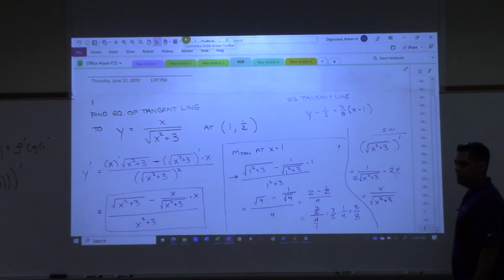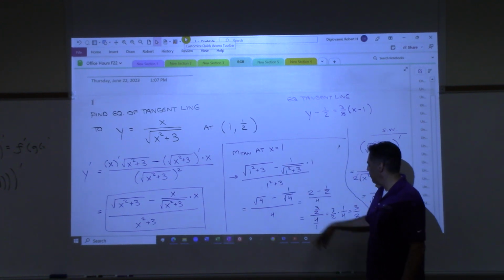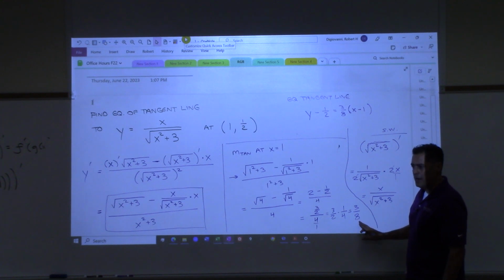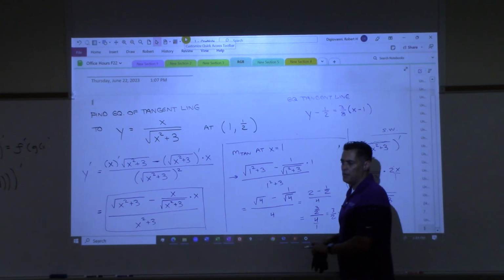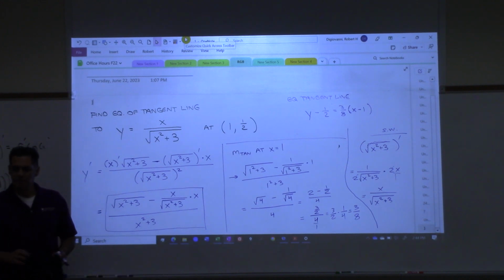And then you just plug in. Now I just plug 1 in, and like I said, try not to screw that up. And then you get 3/8. And then once you have that number, that's the slope of your tangent line, then you use your point slope equation of the line.